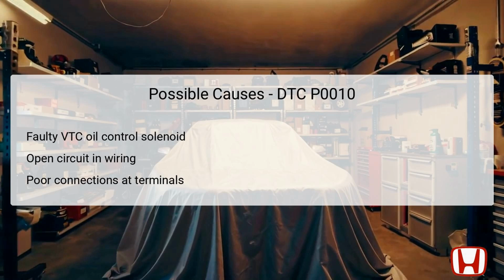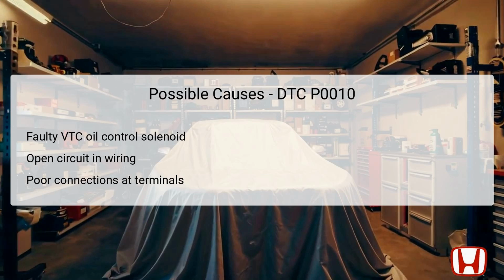Several potential causes can lead to the occurrence of DTC P0010. First and foremost, a faulty VTC oil control solenoid itself can directly trigger the code, as its primary function is to facilitate the adjustable timing of the engine's valves. Secondly, an open circuit in the wiring can prevent the solenoid from receiving the necessary signals to operate. This can happen due to wire damage or disconnection along the circuit.